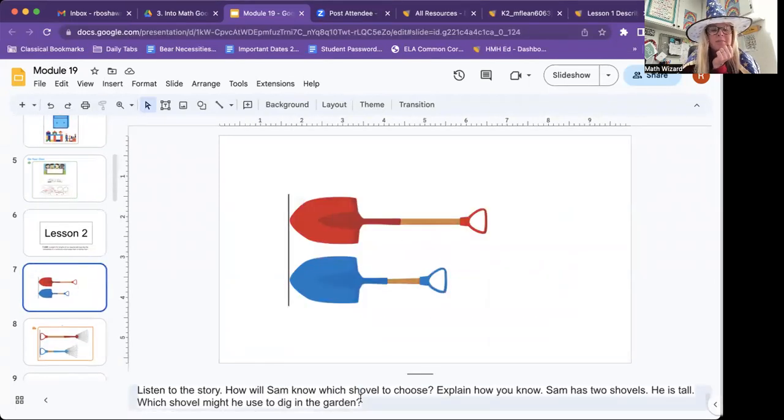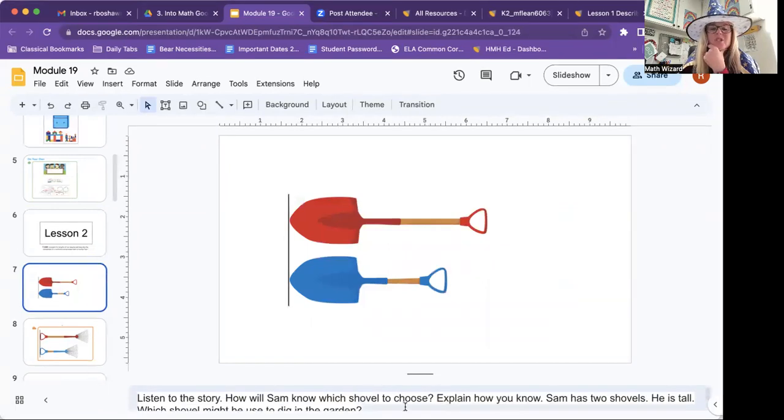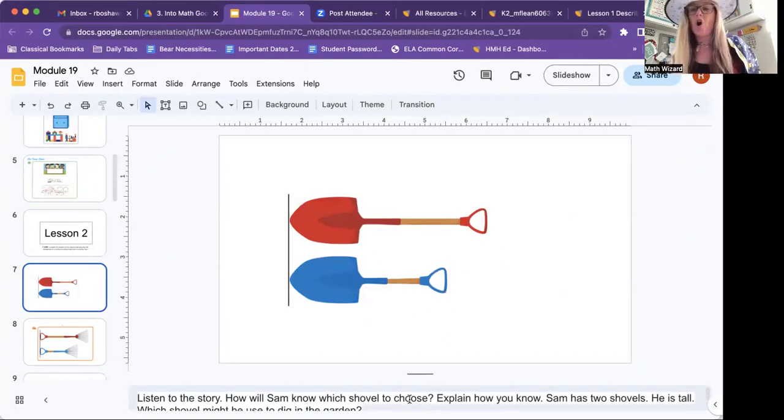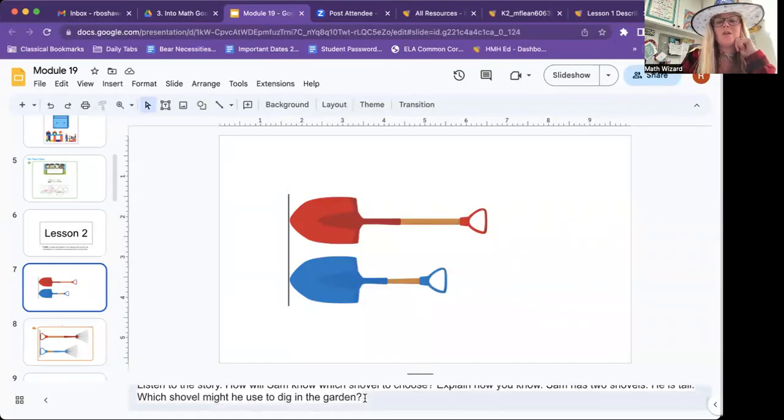Listen to the story. How will Sam know which shovel to choose? Explain how you know. Sam has 2 shovels. He is tall. Which shovel might he want to use to dig in the garden? So he's tall, which means he might want to use the longer one or the shorter one. What do you think? If he's digging, if he has the shorter one, he'll have to hunch over, right? Shorter means, right, not quite as long. He'd have to bend over and it might hurt his back a little bit. So which one might he want? He might want to choose the longer one, right?